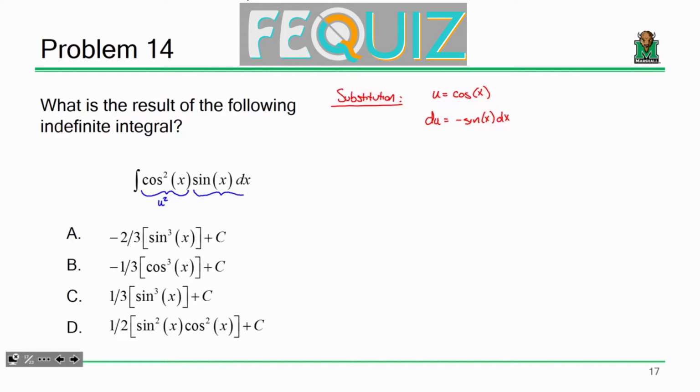This, no. Negative du. Now, the integral of this is minus that.